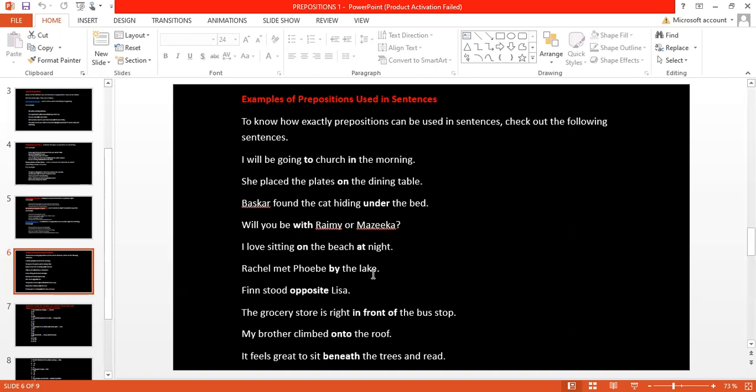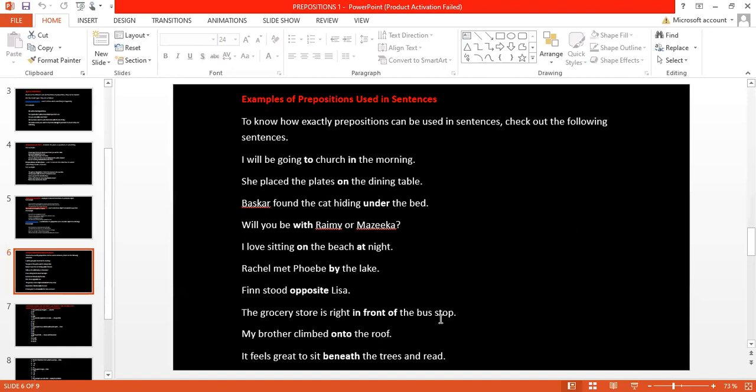The grocery store is right in front of the bus stop. These expressions, all right, I'm giving you as examples are standard British English expressions. My brother climbed onto the roof. Okay. Now look, hear this.